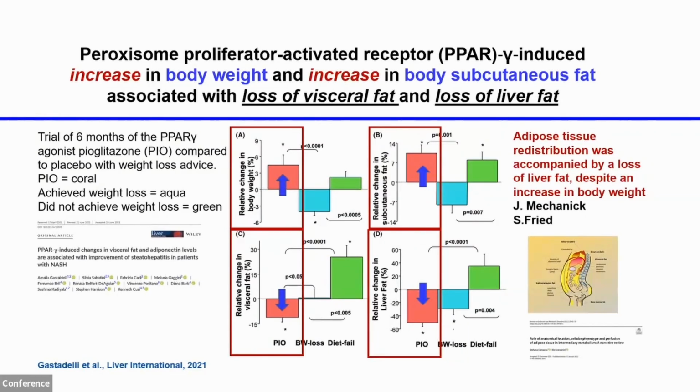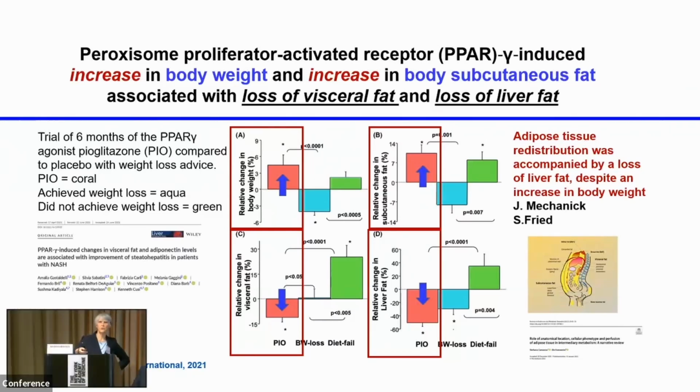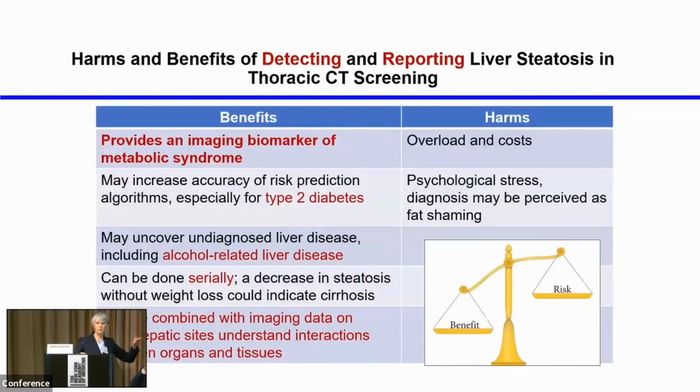But I think it's very interesting that, yes, body weight increased, but there was also a change in the subcutaneous fat. And then down on the bottom, there's a decrease in visceral fat, and this was accompanied by a decrease in liver fat. So it just goes to highlight that adipose tissue redistribution is accompanied by a loss of liver fat despite an increase in weight. And this really highlights the importance of understanding different types of fat depots in the body and the extent to which we might be able to examine this using imaging data.